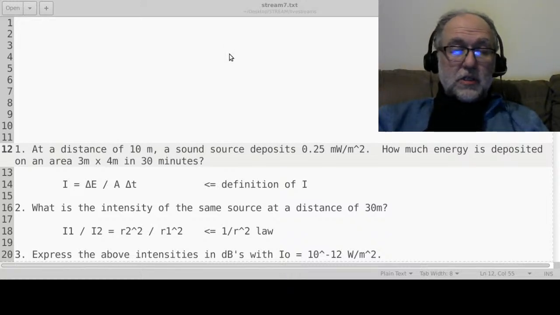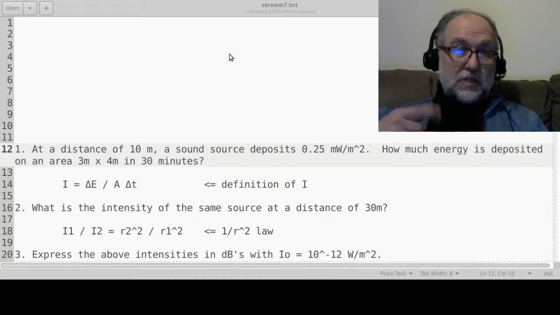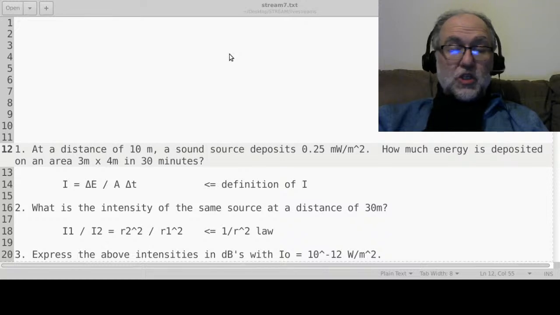At a distance of 10 meters, a sound source deposits 0.25 milliwatts per meter squared. How much energy is deposited over an area of 3 by 4 meters in 30 minutes' time? Now in this question, that 10 meters doesn't matter. Well, it does matter because the subsequent question will depend on that number. But for this question, it's just a matter of how much energy is being deposited per unit time.